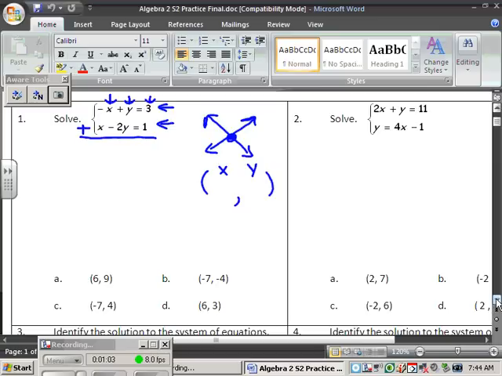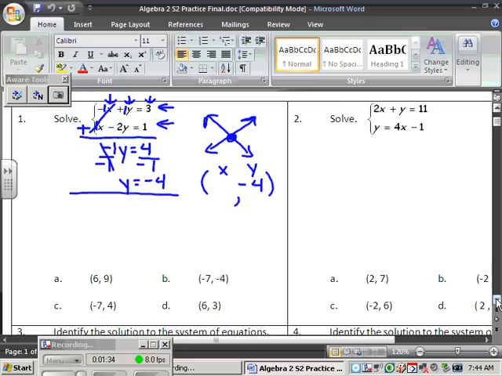So let's go ahead and add the like terms vertically. We have negative 1x plus 1x, which is 0. So our x's will cancel, or be eliminated, because they equal 0. When we add our y's, we get negative 1y. And then when we add our constants, 3 plus 1, we get 4. From here, we're going to solve for y. So we'll divide by negative 1, and y will equal negative 4, which is half of our answer.